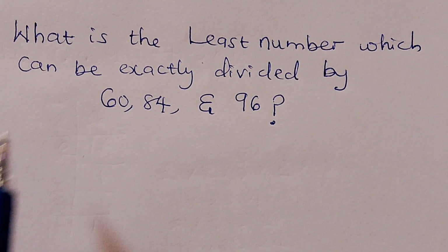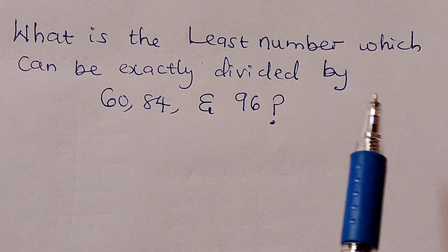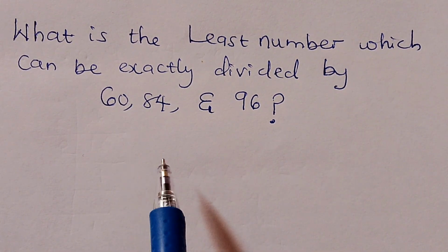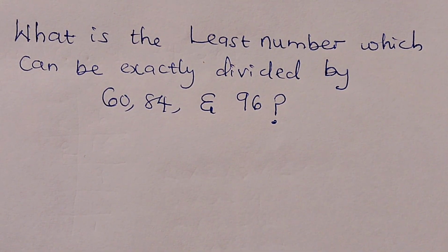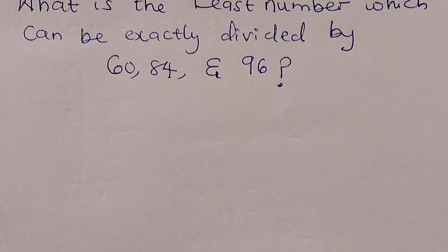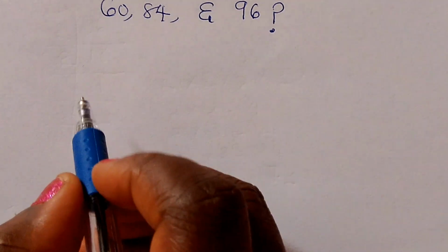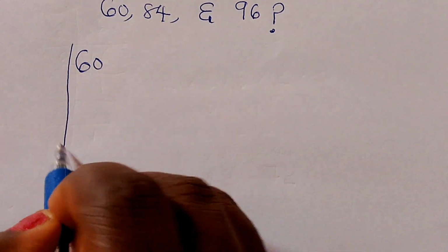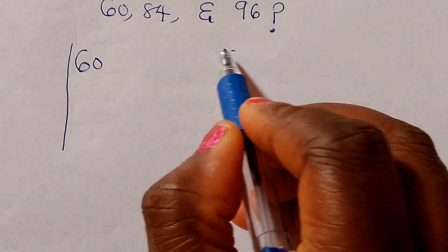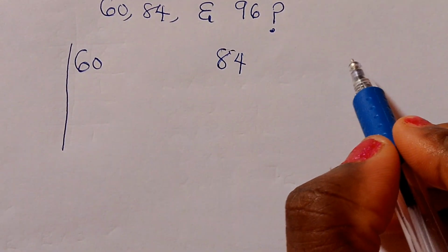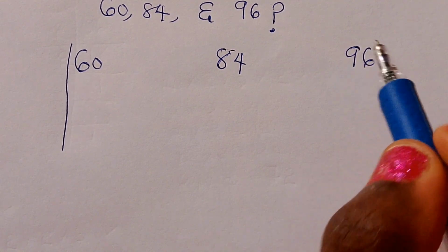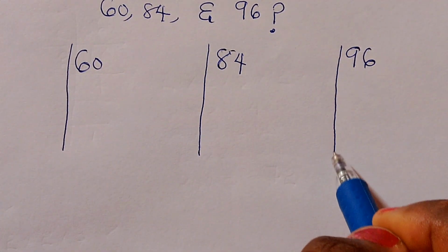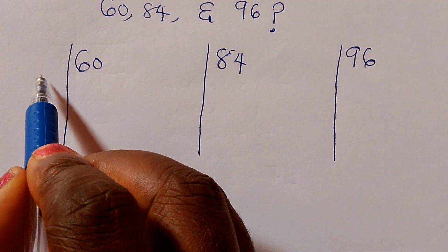What is the least number which can be exactly divided by 64, 84, and 96? So we are going to get the factors of 60. We're also going to get the factors of 84 and 96. So let's start with 60.